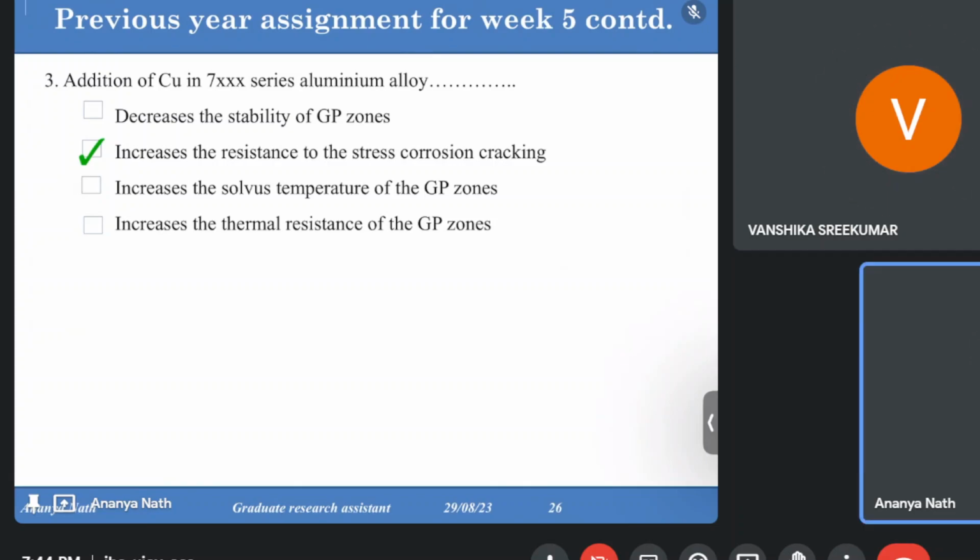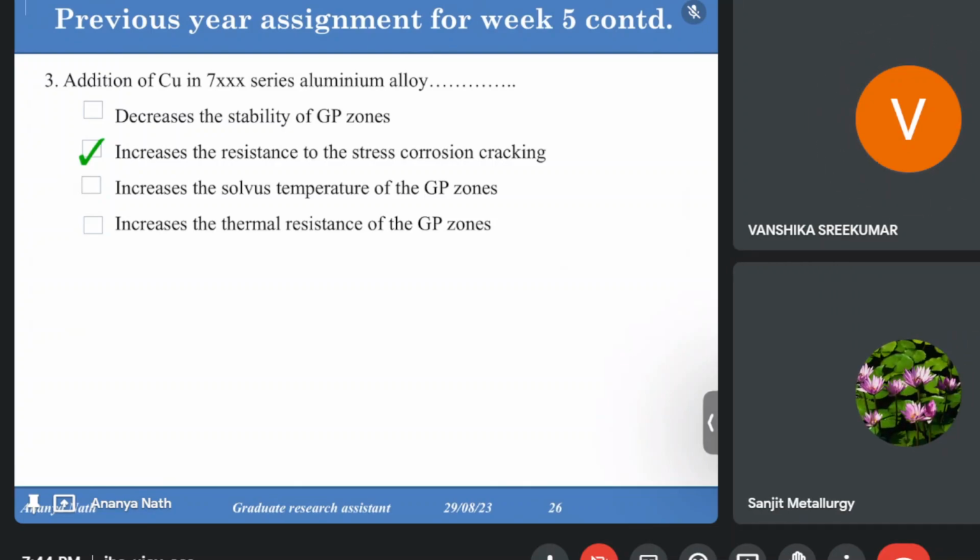So what is solvus temperature? First, tell me. Any idea? It's the temperature in the curve that we see, and the place where the supersaturated solid solution is stable. Yes. So, okay, no problem. We'll see. I'll check whether it's right or not. I'll see whether it was said in the lecture or not. Okay, question number 2.